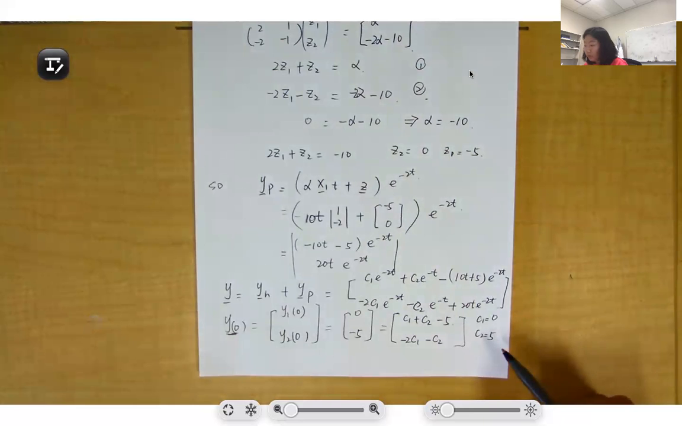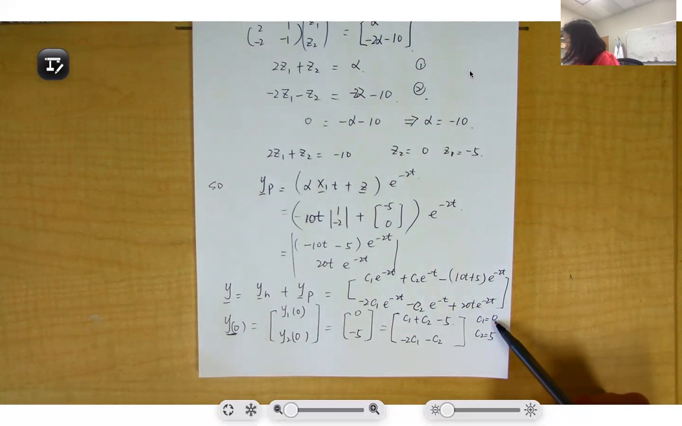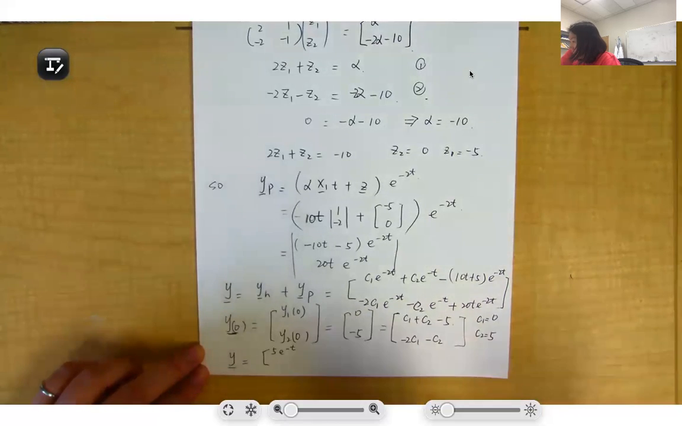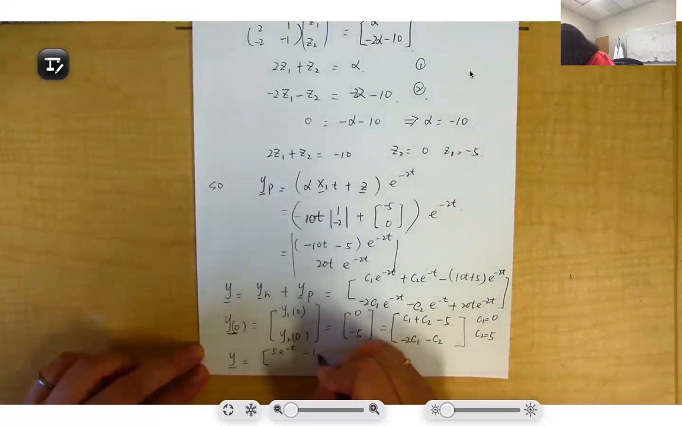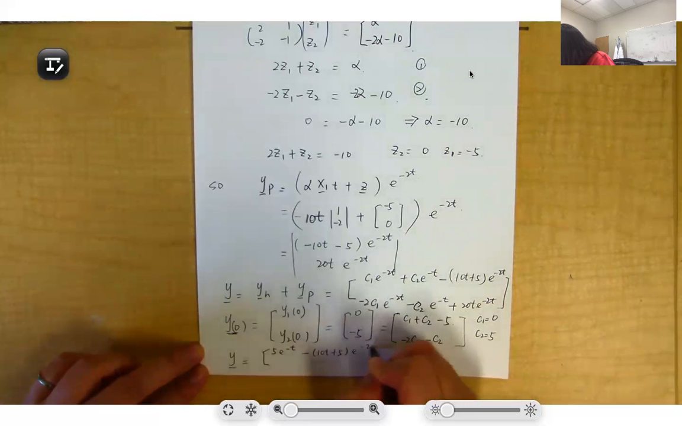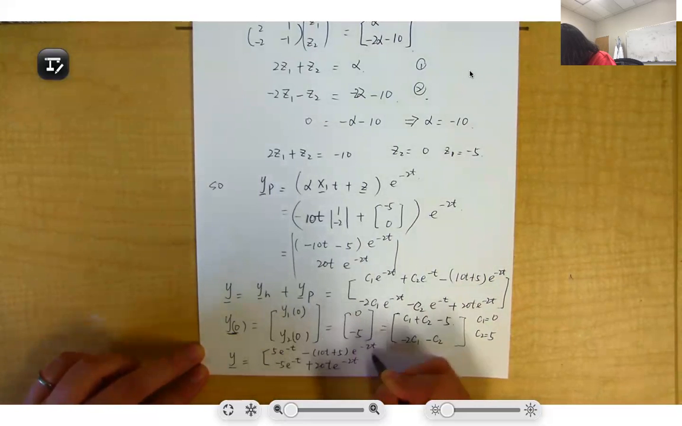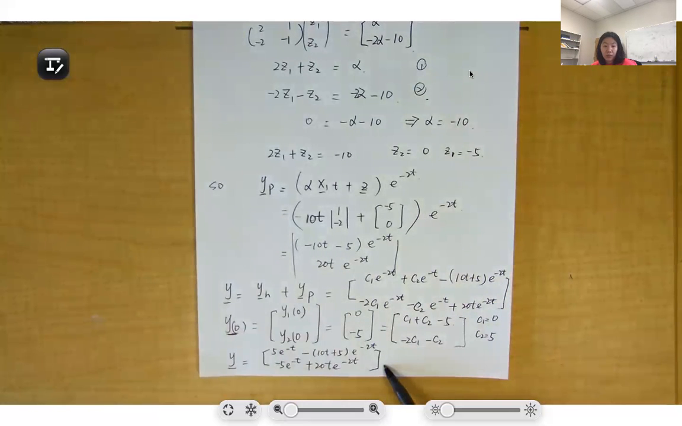That is your final solution, with the constants already represented by values, solved by the initial value problem. So your final unique solution will be: first row, 5e to the negative t plus minus 10t plus 5e to the negative 2t. Second row is negative 5e to the negative t plus 20t e to the negative 2t. Okay, so that is your final unique solution after using the initial value problem. And you can see there is no arbitrary constant because you already solved for them by the initial value problem.